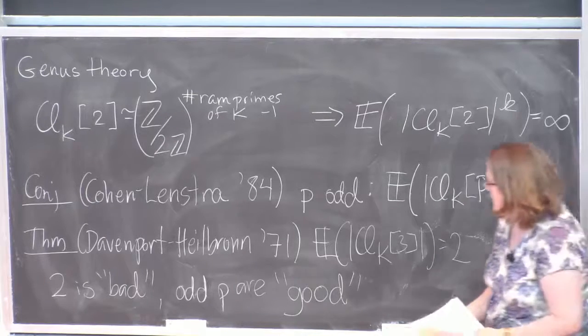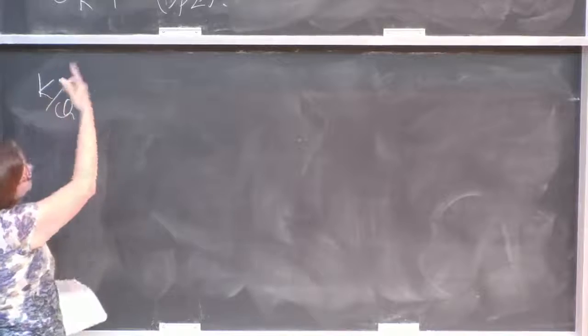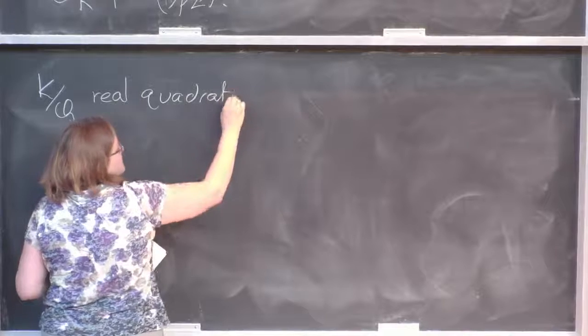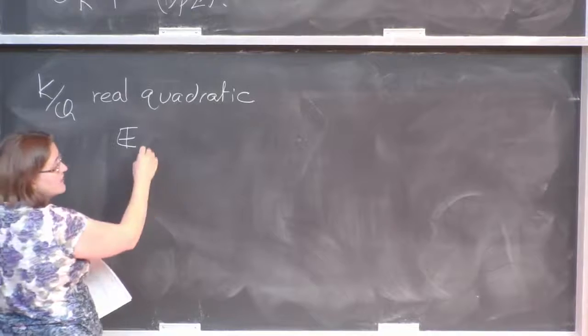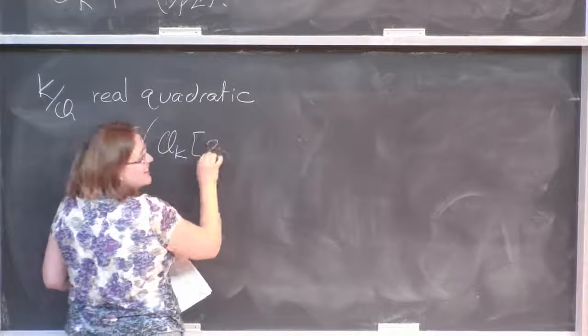So let me just say that the fact here that the average is 2 is perhaps a little bit misleading, but not too much. Let me just say that if instead of imaginary quadratic fields, we had considered real quadratic fields, we would still have that all of the moments of the 2-part are infinite. It's a little more subtle because you have the narrow class group, but it's not that bad.